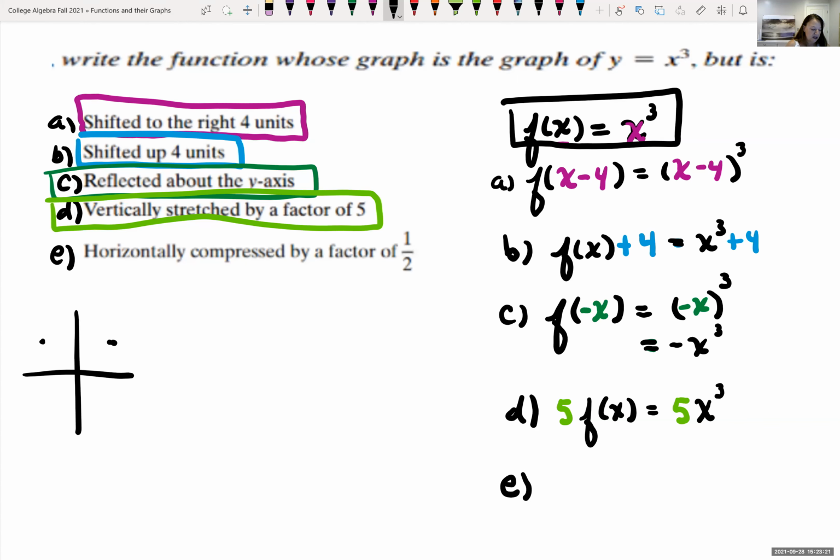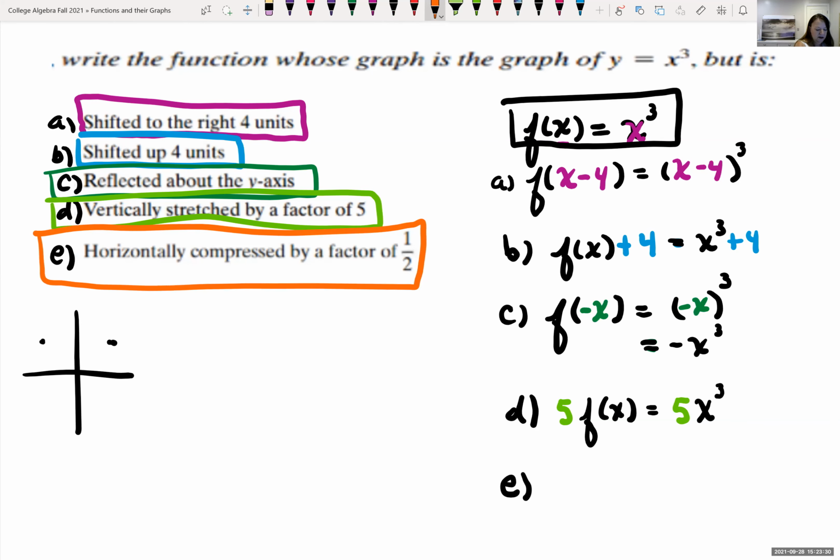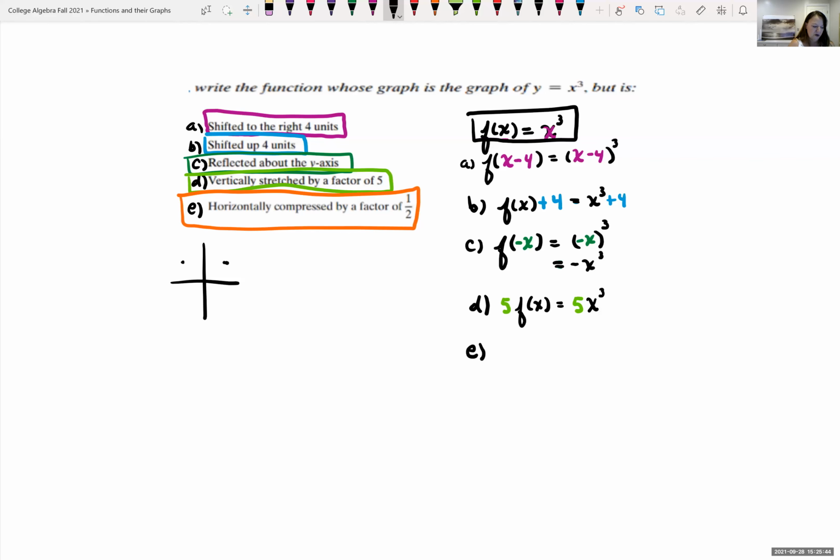And the last one, horizontally compressed by a factor of 1/2. So let's look at that one. Horizontally compressed by a factor of 1/2. That's inside, since it's affecting it horizontally. So that's our x, and we're going to look at this as f of 1/2 times x.